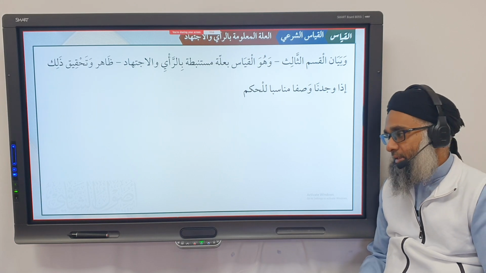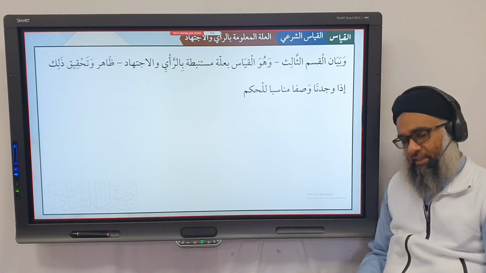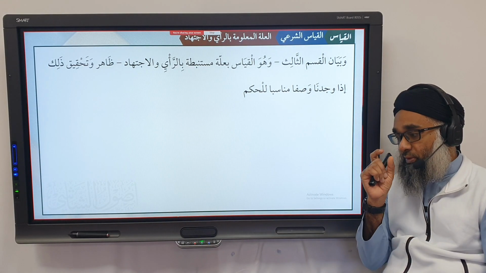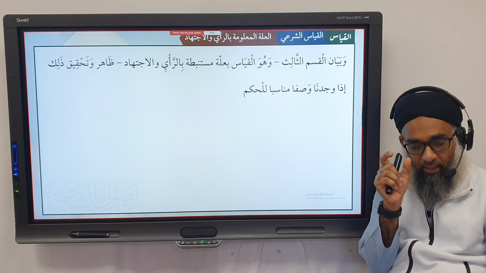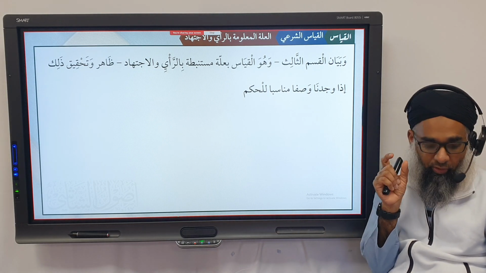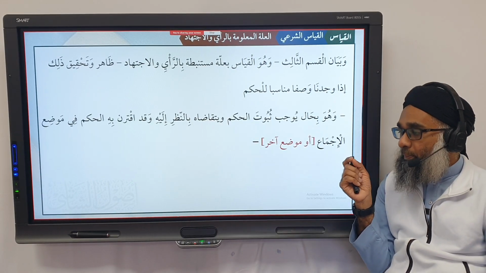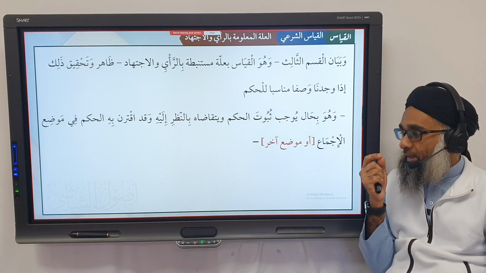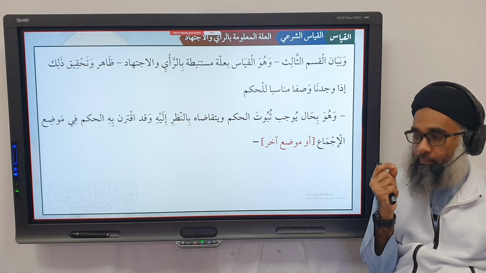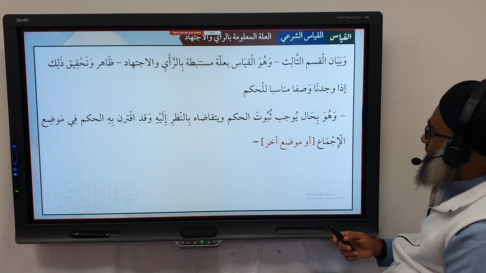وتحقيقه, going to details, إذا وجدنا وصفا مناسبا للحكم. When we say that we can see, we can sense, we can perceive and understand a particular illa, a cause for a particular hukm, then what happens then? وهو بحال يوجب ثبوت الحكم. What does this do? What can we do here?